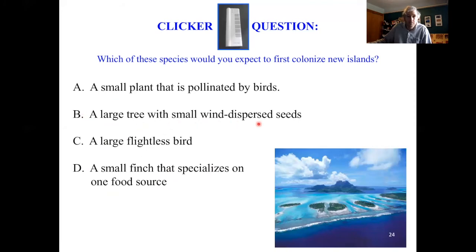Conversely, a large tree with small wind-dispersed seeds, how big the tree gets is not necessarily important, but it has small wind-dispersed seeds. So these seeds are able to cross large areas of ocean, and when the seed gets there, it can probably germinate and grow and get on with it. So the answer here is B. We would expect a large tree with small wind-dispersed seeds to be the first to colonize.